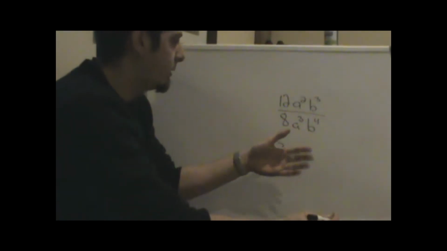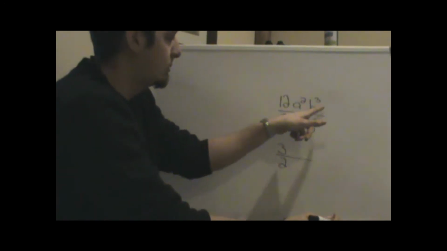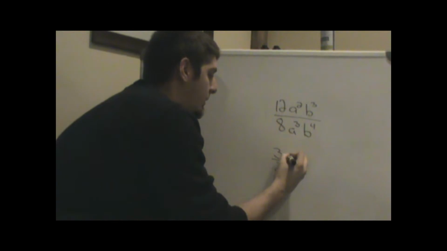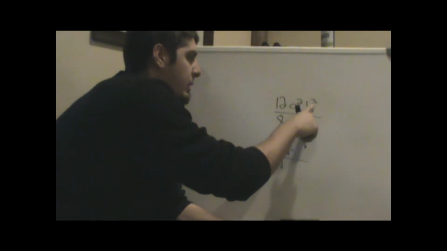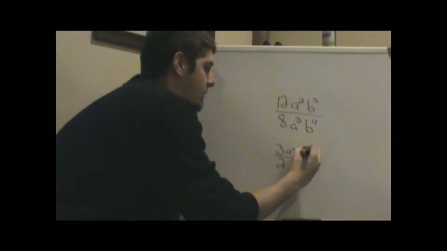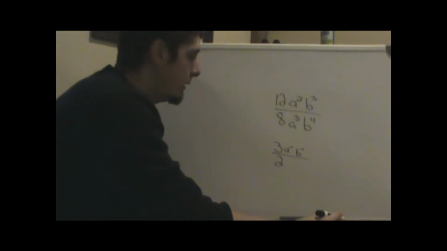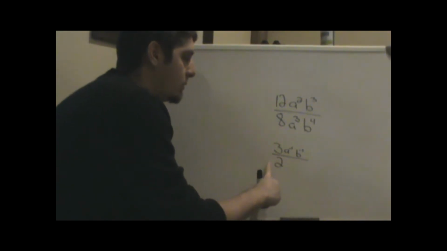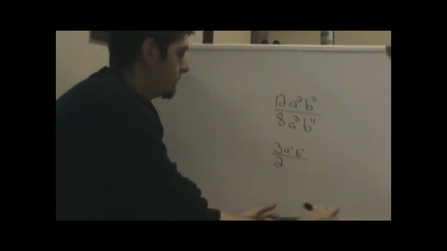So we do top minus bottom. A to the second minus 3. 2 minus 3 is negative 1. So we have A to the negative 1. B to the 3 minus 4 gets you B to the negative 1, because 3 minus 4 is negative 1. So we end up with an answer of 3 over 2, A to the negative 1, B to the negative 1.